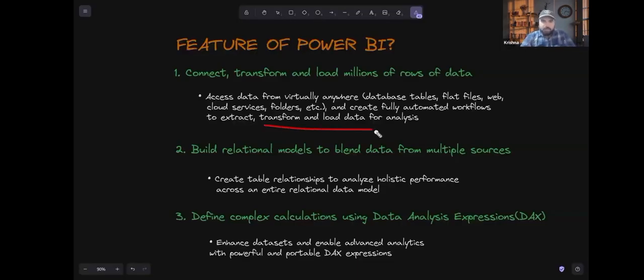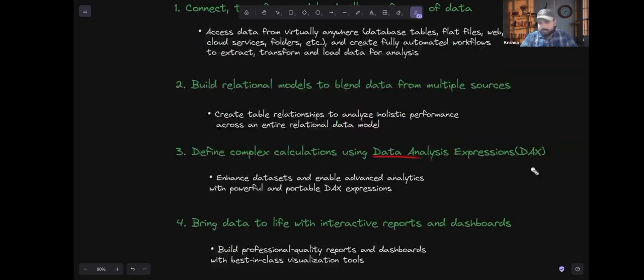Okay. After transforming and loading the data, we have to build relationships that blend multiple sources. We need to create a relationship to analyze holistic performance across an entire relational database model. This is where the model view comes into existence. Then we need to write DAX. DAX is where, as in a spreadsheet, you do calculations using formulas and functions.